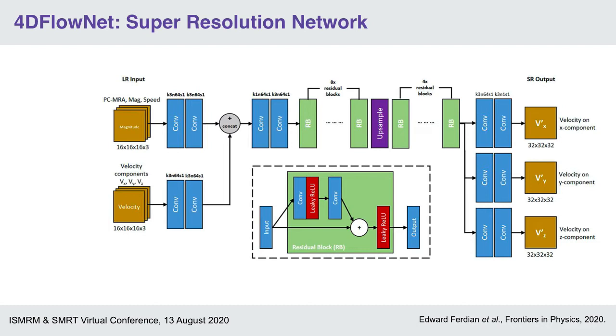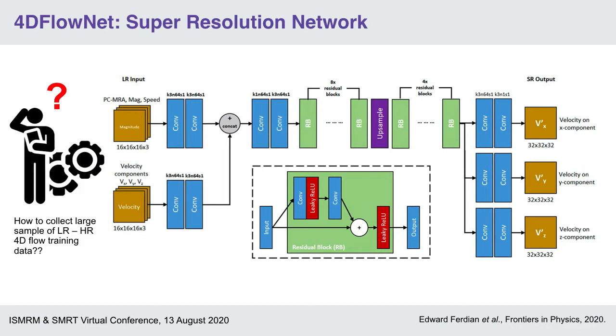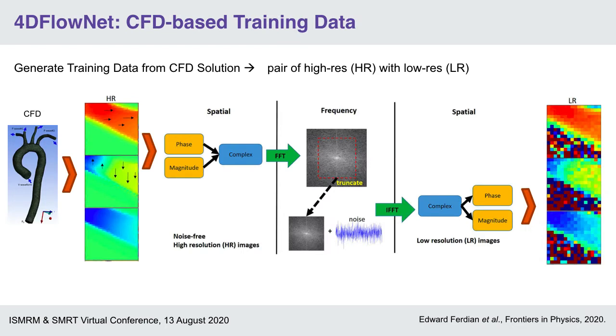But there is a problem with this. This is the same problem with all deep learning networks, that they need lots of training data. With this network, we need to have pairs of low-res and high-res 4D flow MRI, which is not financially feasible. The cost of it is too expensive. So we tried to find a different way to generate data for the training. And we came up with this solution.